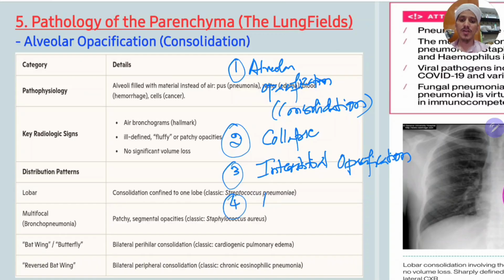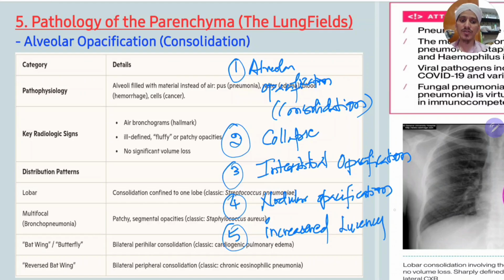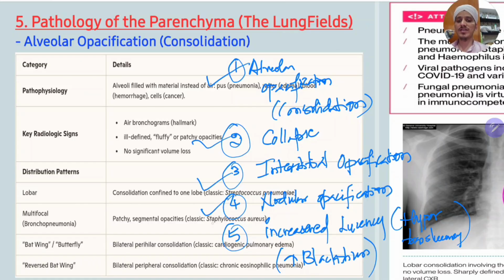Number four, nodular opacification. Number five, increased lucency, also known as hypertranslucency. Translucency of the lung fields is nothing but increased blackishness. So these are the 5 kinds of pathological things which we can see in the pathology of the parenchyma of the lung fields. Let's begin and see them one by one.